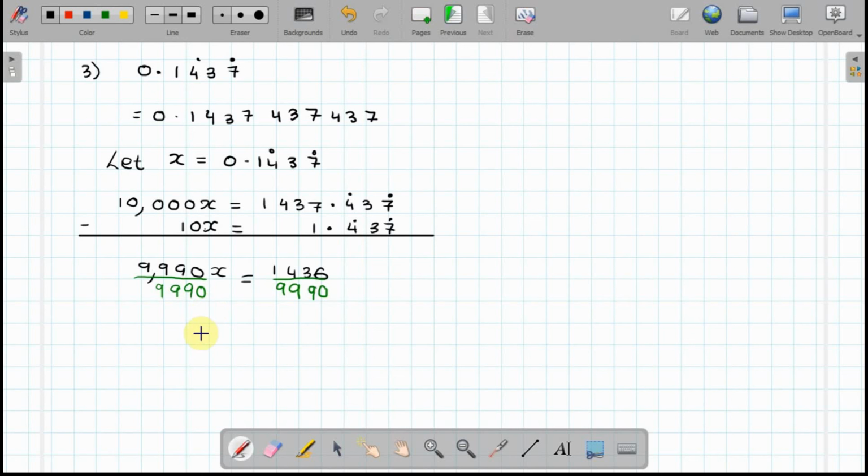And there we go. So x will be 1,436 divided by 9,990. Now they come in the 2 times table, so divided by 2. Let's see how far this takes me. 718 over 4995. I think that's it. I don't think this can be simplified any further, but there we go. So that should be 0.1437, 0.1 and then 437 being the recurring bit, as a fraction.